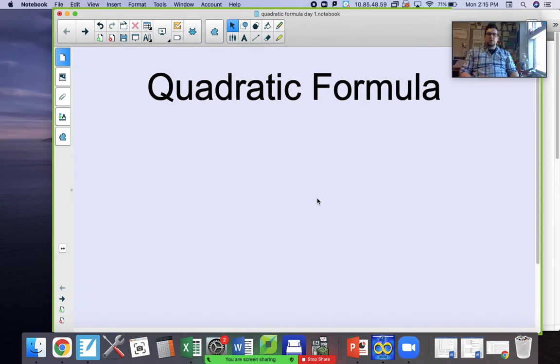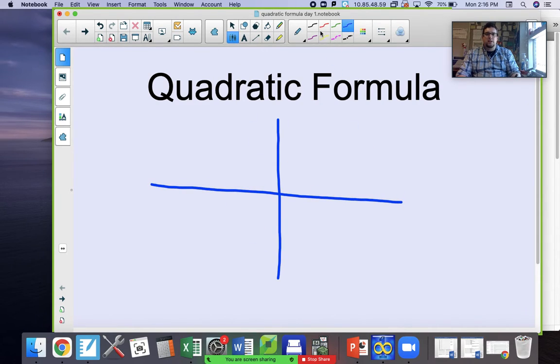Getting to look at our quadratic formula. The quadratic formula, what it helps us do is solve standard form quadratics for their roots. It kind of helps us do what we've done with factoring. It helps us do what we do with graphing. So with any quadratic, you end up getting a parabola when it's graphed.